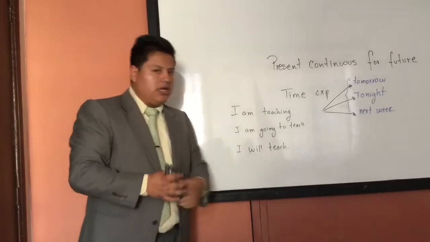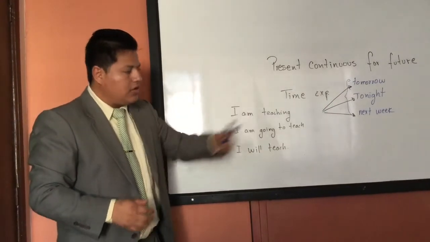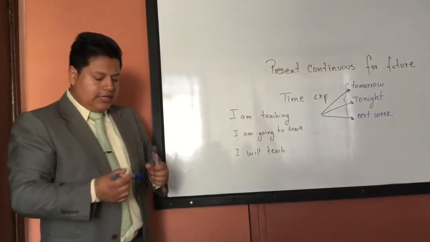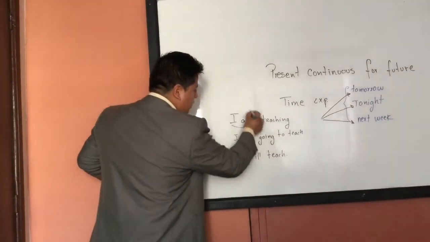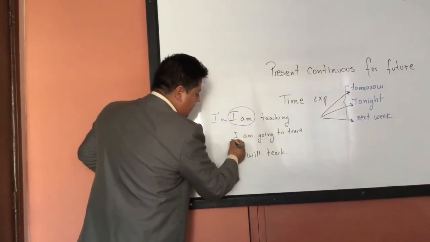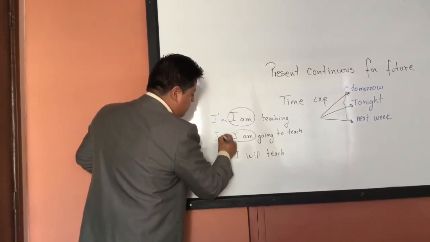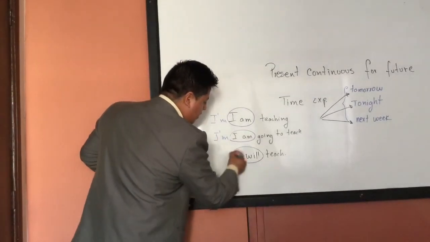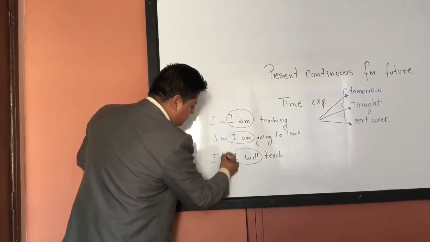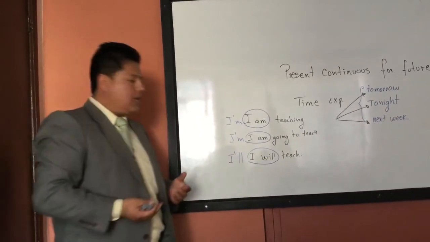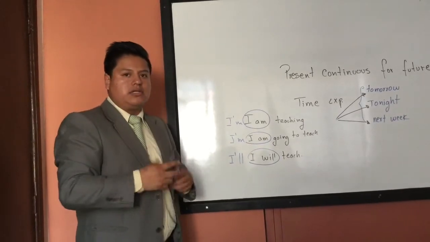And in this one, I will teach, no problem, you could use the next words or the time expressions you have there. You could do the contraction: I am teaching, I am going. You can say I am going to teach. This one, I will, you could say I'll. Those are the contractions you can use to make sentences using future.